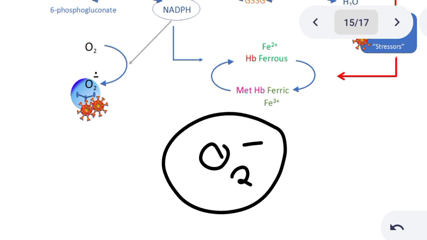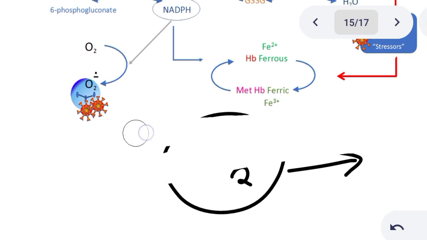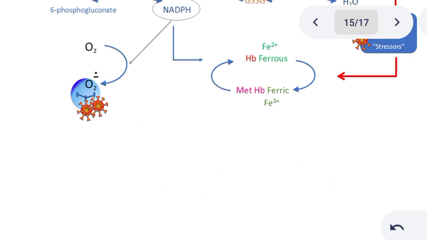So this superoxide must be neutralized by a molecule called glutathione. Also, when hemoglobin releases this molecule, the superoxide, it becomes methemoglobin. What do we mean when we say methemoglobin? Normally in hemoglobin we have iron in its ferrous state, Fe2+.